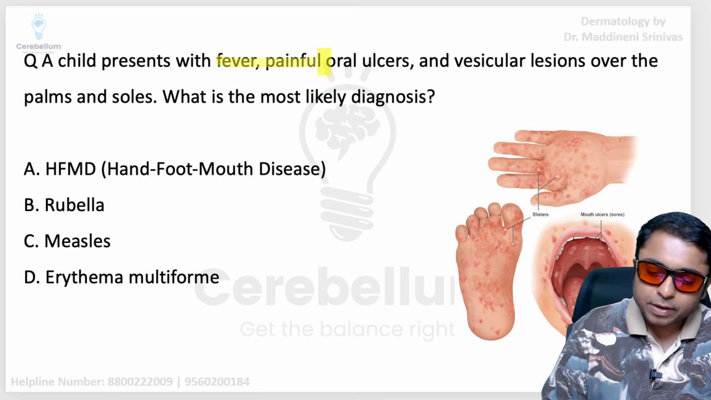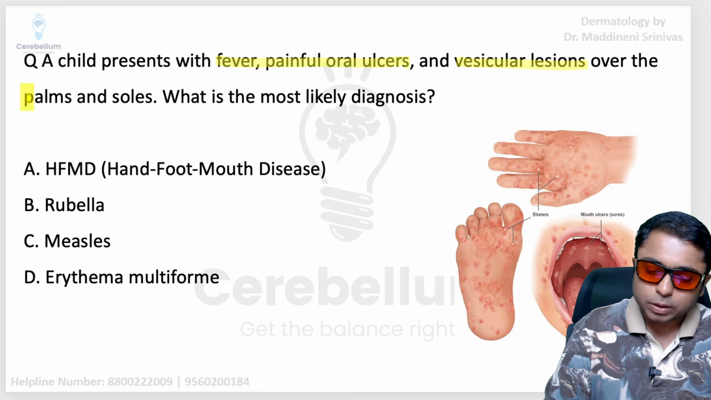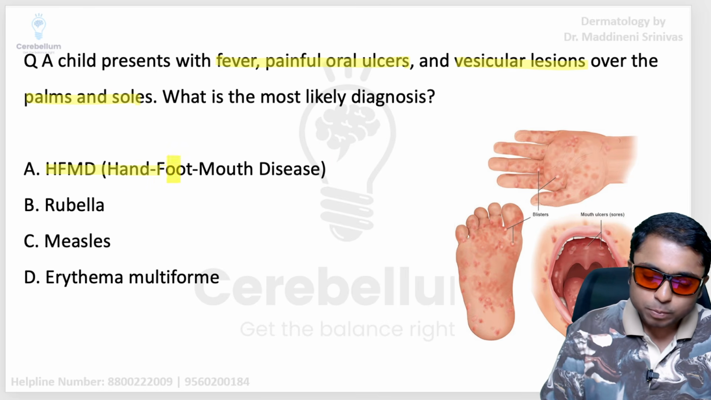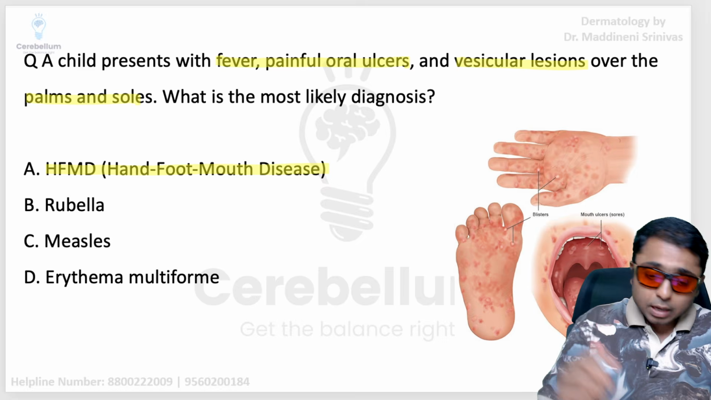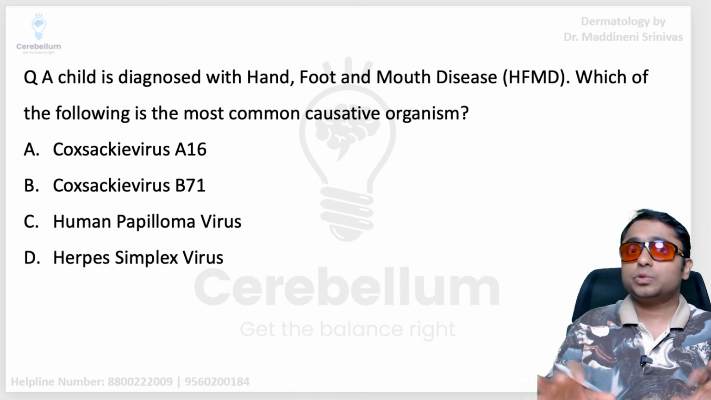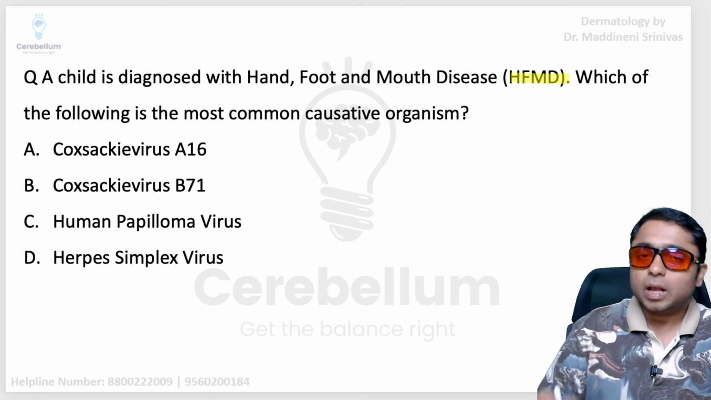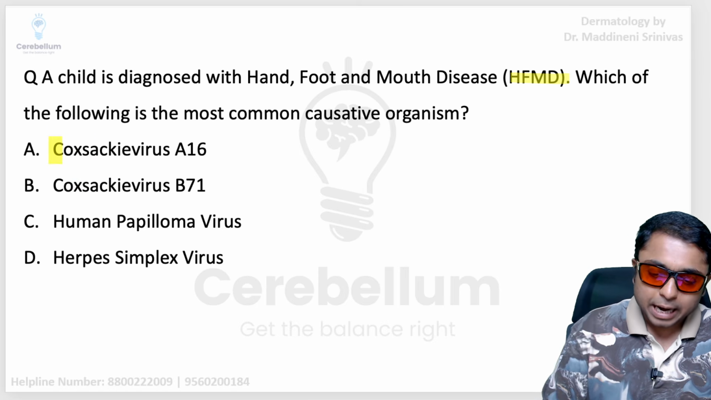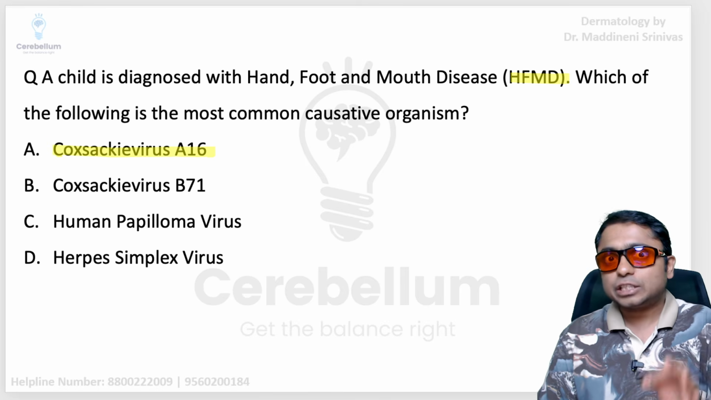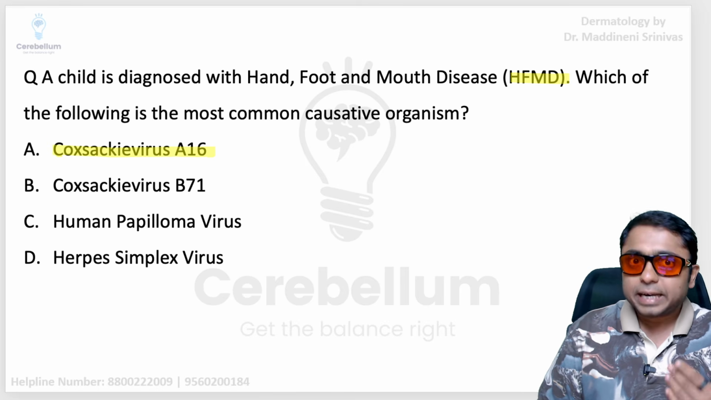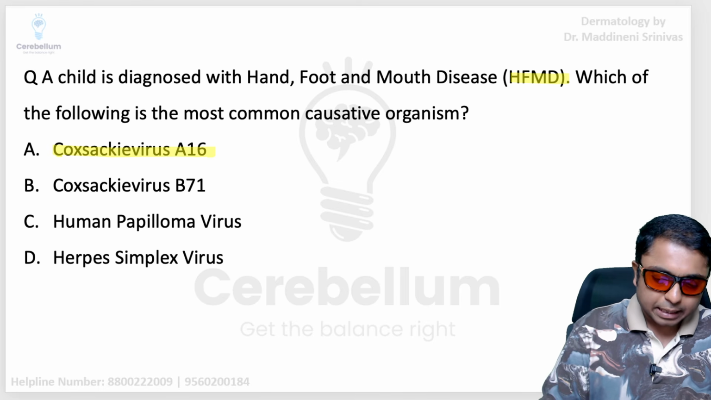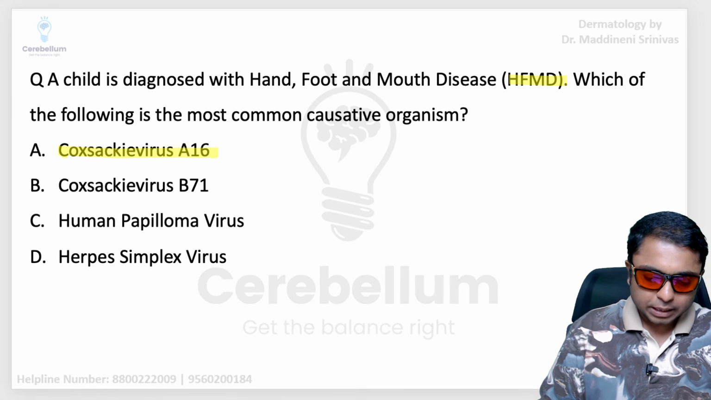Next MCQ is a pediatric dermatology integrated question. A child presents with fever, painful oral ulcers, and vesicular lesions over the palms and soles. What is the most likely diagnosis? Yes, it is hand, foot, mouth disease, a very important topic. Another question students told me was asked on the same disease: what is the organism responsible? It is enterovirus, which is basically Coxsackie virus A16, enterovirus 71 and also Coxsackie virus A6. So option A is the correct answer here. Let us look at the next question.